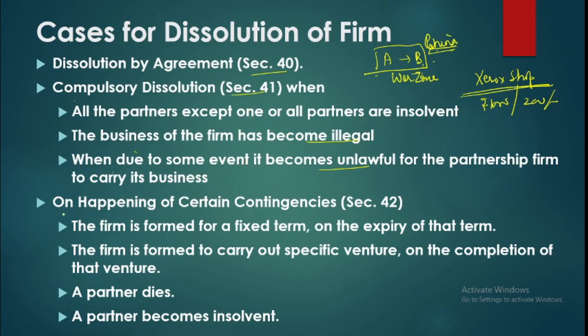Then there are certain contingencies. Contingencies mean certain events on the happening of which you need to dissolve the firm. Like when the firm is formed for a fixed term. When you started the firm, you decided that we'll work for 5 years. So as soon as the time period expires, your firm stands dissolved. Sometimes the firm is formed to carry out a specific venture. Then again, as the venture completes, the firm is to be dissolved.